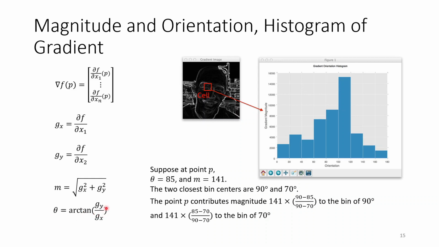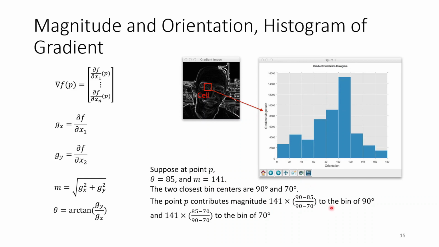angle to express it. Okay, so given any point, say if its angle is 85 degrees and the magnitude in L2 norm is 141, then the point will contribute to two bins, because if we separate the whole angles into 9 bins, it's like this. The different angles, the centers of the bins are 10, 30, 50, 70, 90, and the degree of 85 is close to the bin centers of 70 and 90. So it will contribute the magnitude of 141 to the two adjacent bins.